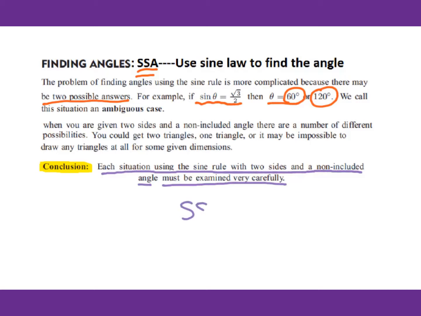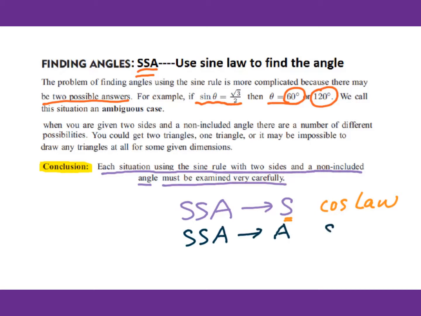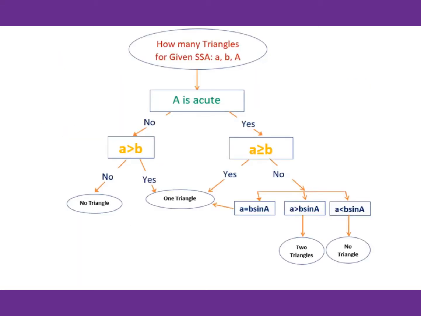That means when you deal with SSA to figure out the side, we have to use cosine law, and also be careful, for this side we have three situations. And when we have an SSA pattern to figure out the angle, we got to use sine law. And for this angle, there are three situations too.